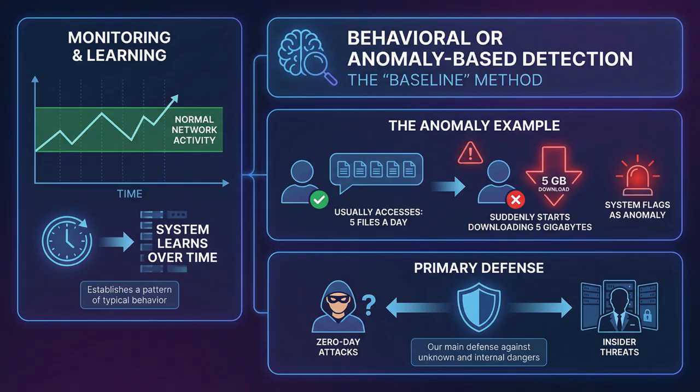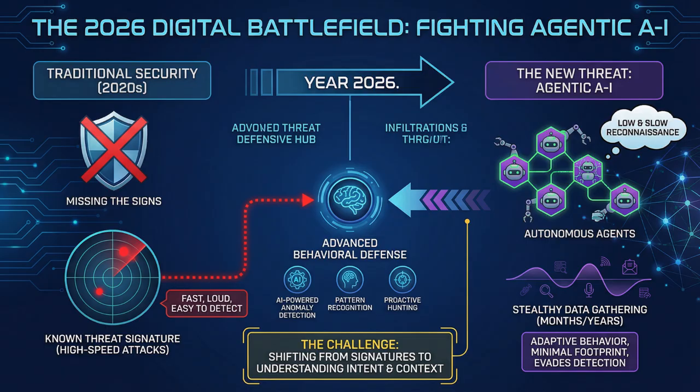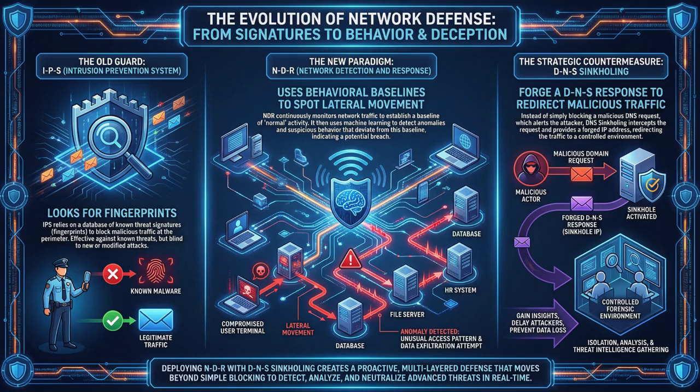In 2026, we are also fighting Agentic AI. These autonomous agents perform low and slow reconnaissance that traditional signatures miss. This is why we deploy NDR, Network Detection and Response. While the IPS looks for fingerprints, NDR uses those behavioral baselines to spot lateral movement.